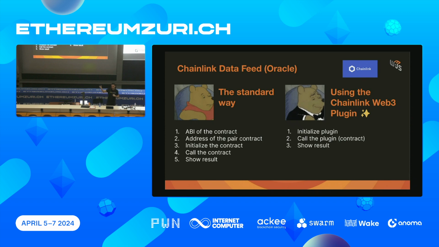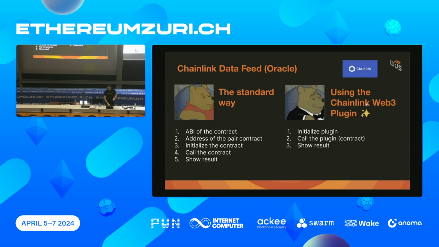So if you want to get the Bitcoin price, what you need to do is look for the ABI of a smart contract. You need to look for the address of the smart contract that you want to talk to, because they will have different addresses if you want to retrieve the Bitcoin price or the Ethereum price. After that, you can initialize the contract using the same things that I showed you, new web3.eth.Contract. You call the contract, and then you can show the result.